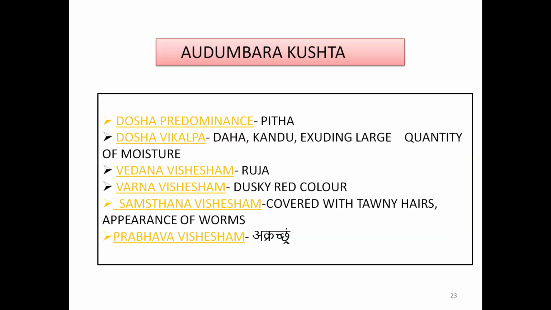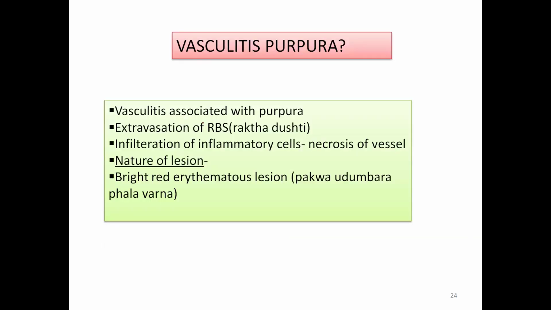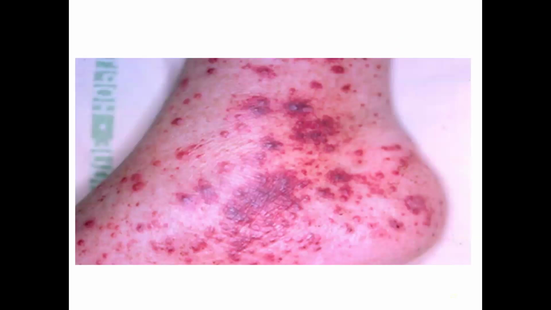Audumbara kushta. In Audumbara kushta, Pitta dominance is indicated. Dosha vikalpa: daha, kandu, excluding large quantity of moisture, and vedana vishesha, varna vishesha, samsthana vishesha, prabha vishesha are explained in classical textbooks. We have to go through these features. It can be correlated with vasculitis, purpura. See these types of Audumbara appearance, dark erythematous clinical conditions.